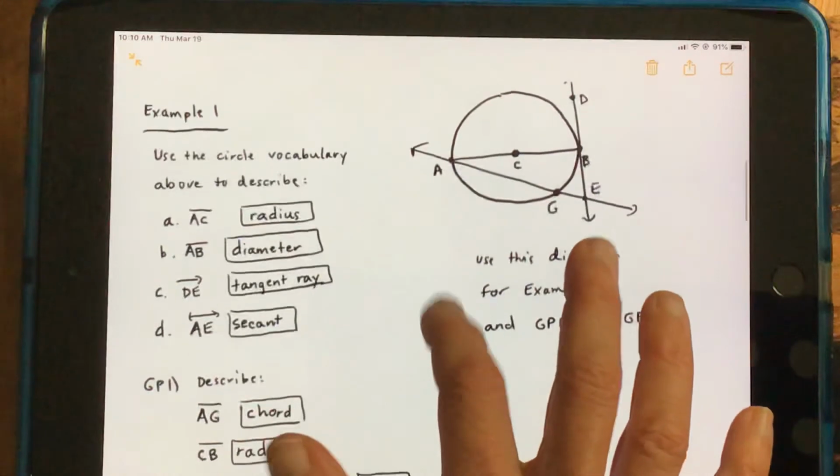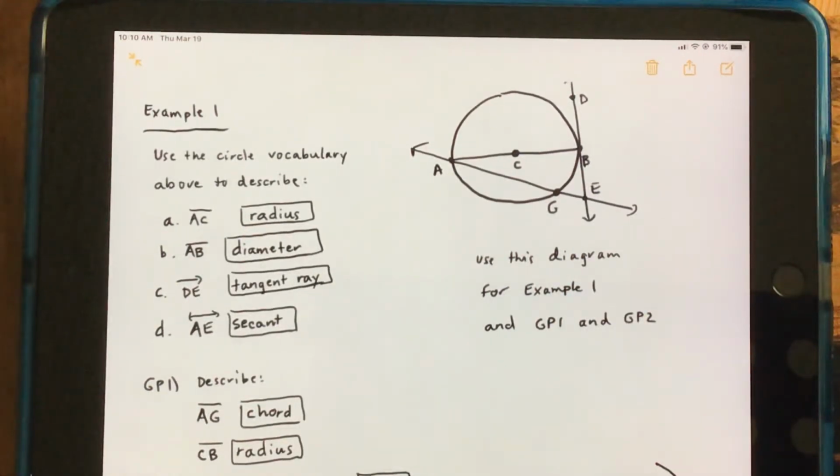Example 1, we're just going to be practicing with some vocabulary words here, so the diagram on the right will relate to all of the problems in example 1 and guided practice 1. So we're going to use our circle vocabulary to describe line segment AC. We'll call that a radius since it is a segment that extends from the center of the circle to a point on the circle. Line segment AB will be the diameter, and that is a special chord that extends from a point on one side of the circle through the center to a point on the opposite side of the circle.